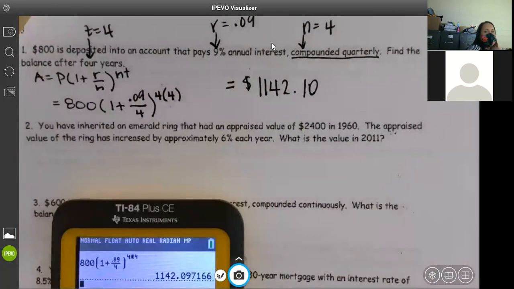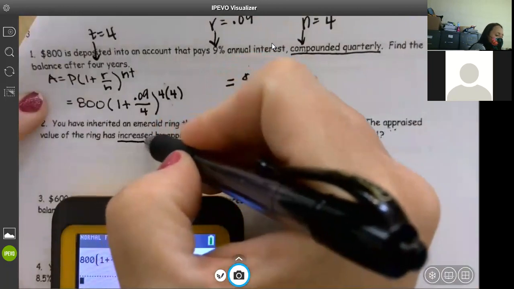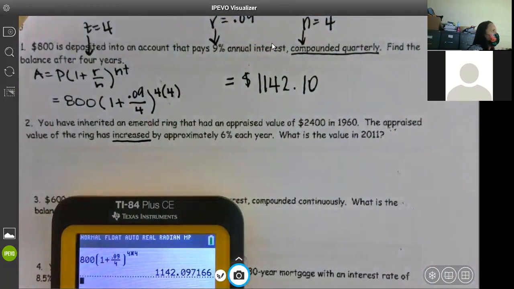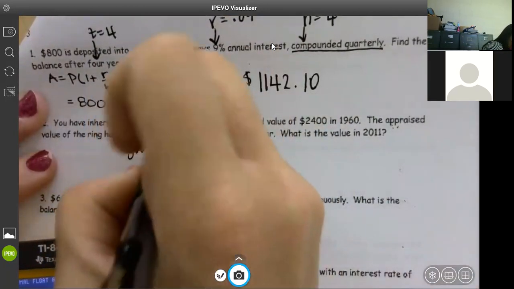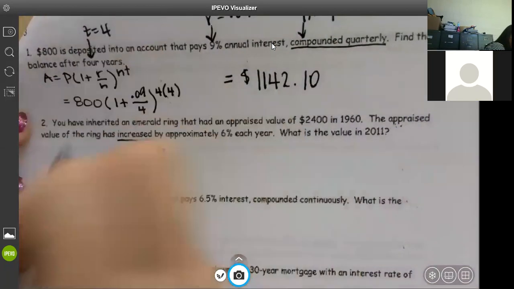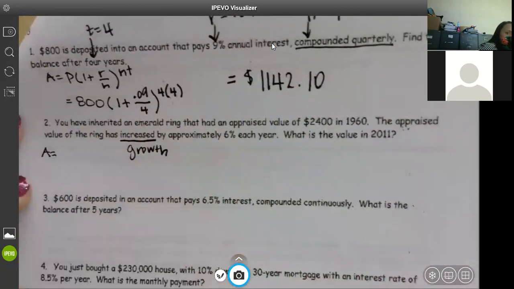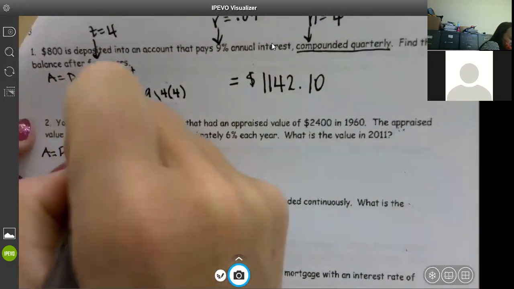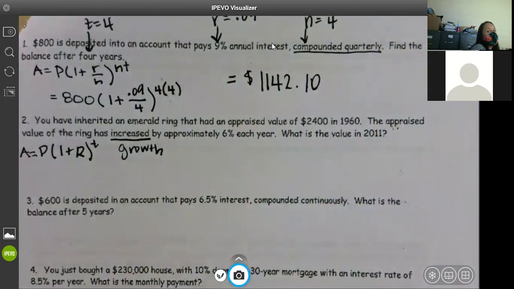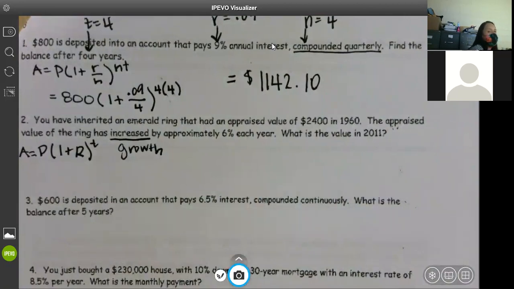You have inherited an emerald ring that had an appraised value of $2,400 in 1960. The appraised value of the ring has increased by approximately 6% per year. What is the value in 2011? It has increased. What does that mean? That is growth. Does everybody understand that? So this means growth. So our formula for growth is A equals P times (1 plus R) to the T. It's plus because it's growth. If it had depreciated or decreased in value, you would use the minus.